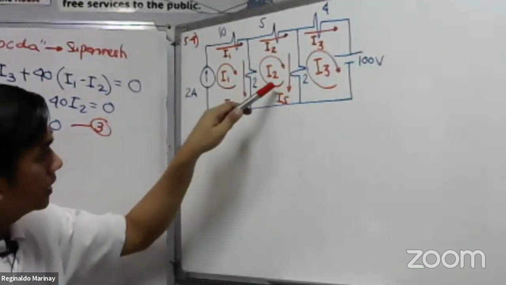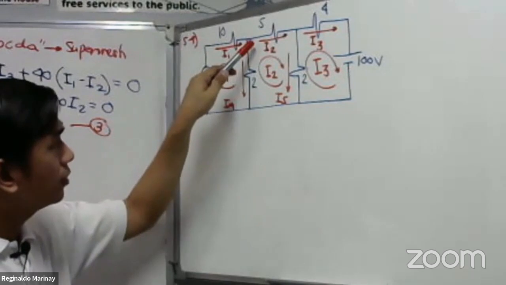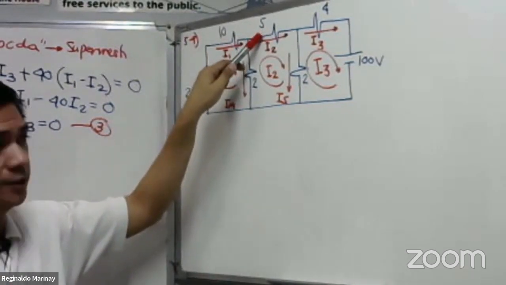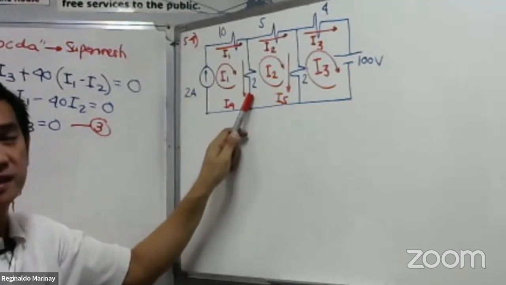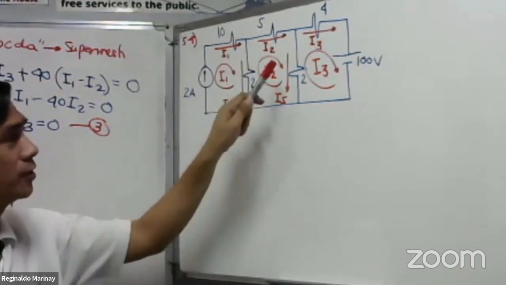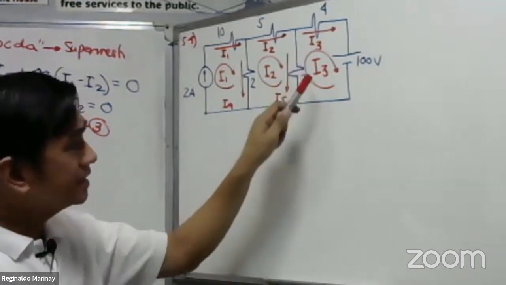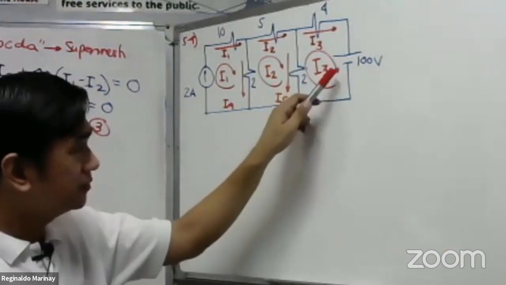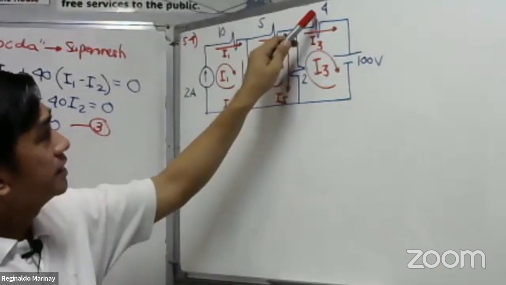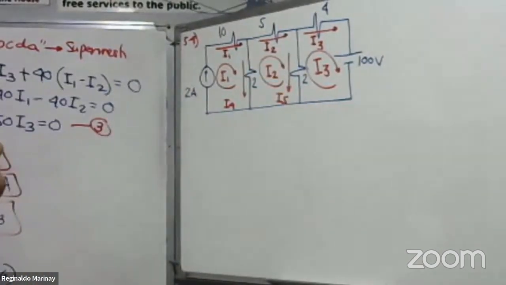We have here our I sub 2, the circulating current I sub 2, which is also the current flowing through our 5 ohm resistor. Take note, this is not a common resistor. The 2 ohm here is a common resistor, common to both loop 1 and loop number 2. The I3 here is this circulating current I sub 3, the same current flowing through our 4 ohm resistor.